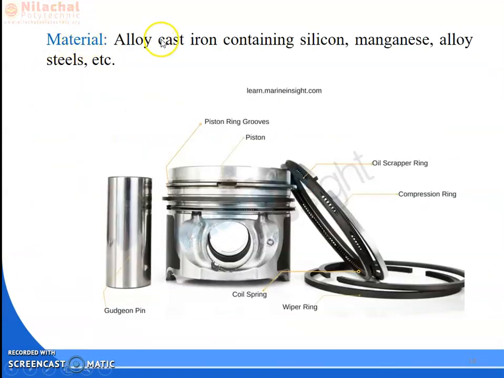So what is the material of the ring? Alloy cast iron containing silicon, manganese, alloy steel, etc. See here, this is the piston ring group, this is the oil scraper ring, this is the compression ring. This ring is your oil scraper and this is your coil spring. The oil scraper ring is this ring. This is the compression ring. Here is the gudgeon pin. Later we will discuss the function of the gudgeon pin also. So remember.